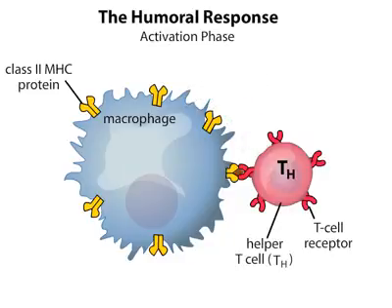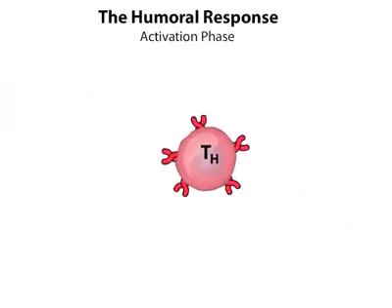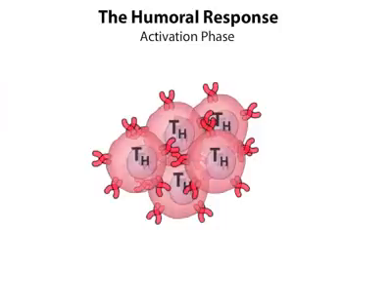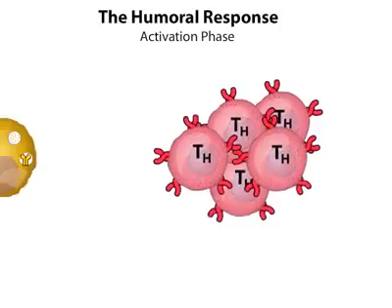The activated helper T cell now releases its own cytokines, which stimulate the cell to proliferate. The cell proliferates to form a clone of helper T cells, all with the same T cell receptors. These receptors are specific for the antigenic determinant of the original processed antigen.